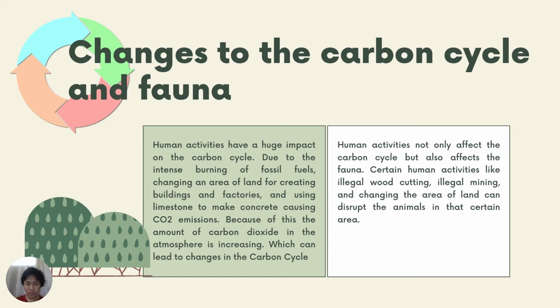Human activities not only affect the carbon cycle, but also affect the fauna. Certain human activities like illegal wood cutting, illegal mining, and changing the area of land can disrupt the animals in that certain area. For example, cutting trees and changing the state of the land within an area will cause animals to lose their food source as well as their home.